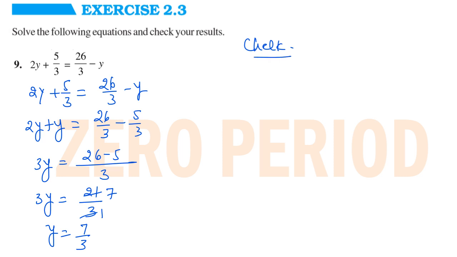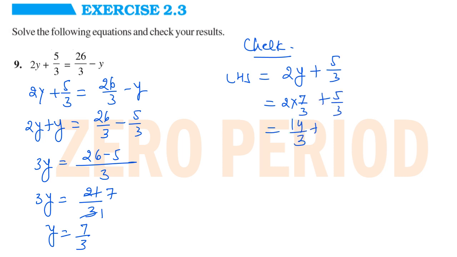Check part is LHS 2y plus 5 upon 3. 2 into 7 upon 3 plus 5 upon 3. 2 sevens are 14 upon 3 plus 5 upon 3. That will be 14 plus 5, 19 upon 3.